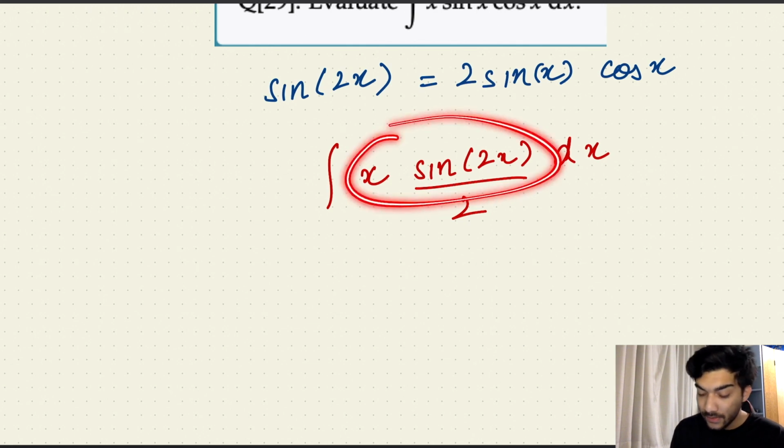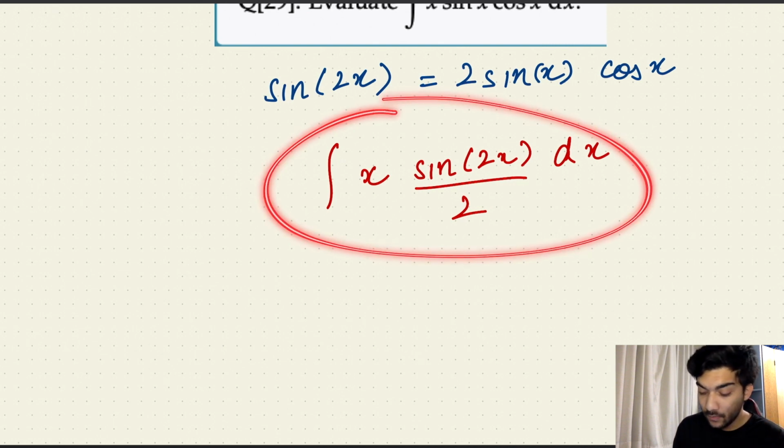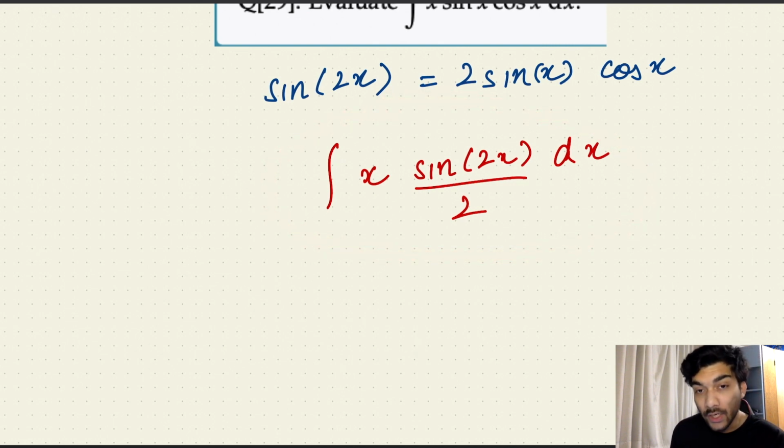And again, since we see a combination of 2 functions, which is x and sin 2x, it gives us an idea that this integral will be easier to solve using integration by parts, right? We have already solved the integral of these types of expressions, where we had a polynomial function and a trigonometric function or an exponential function.